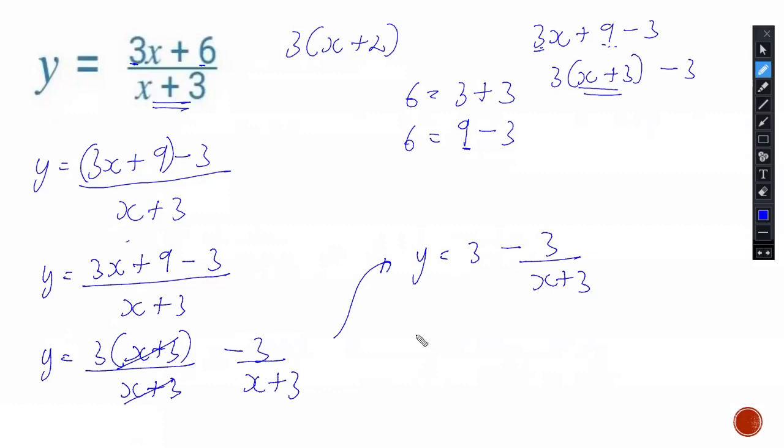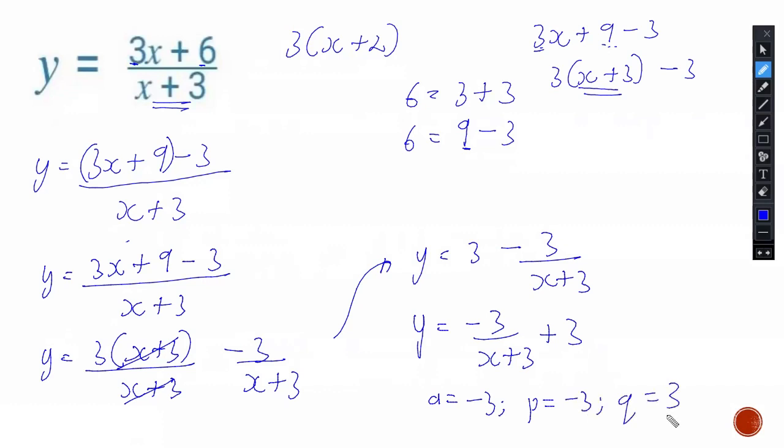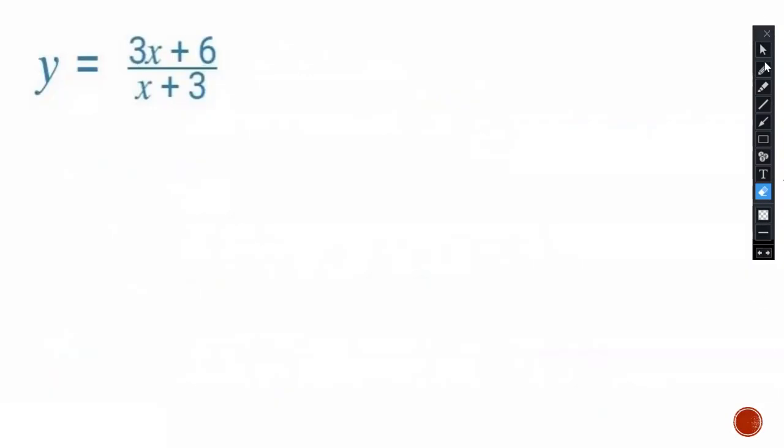And then if we are to rearrange it into the perfect format, this is y is equal to negative 3 over x plus 3 and then plus 3. And then just like that, we know that our a is negative 3. Our p will be negative 3 as well. And then our q is equal to positive 3. And that's just how we were supposed to solve that. So note how we actually solve these questions right here. So I hope all that makes sense. And then let's now proceed to the next part of the session.